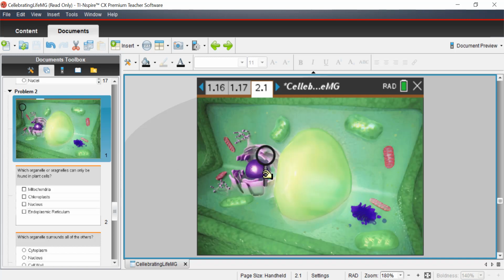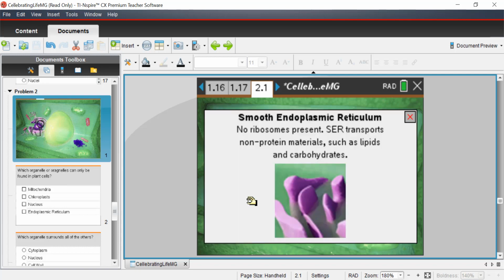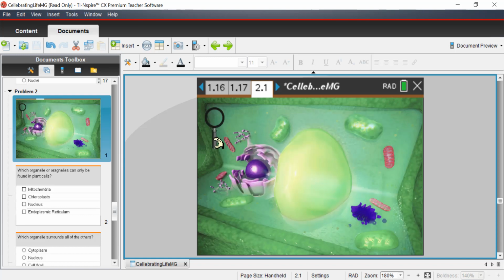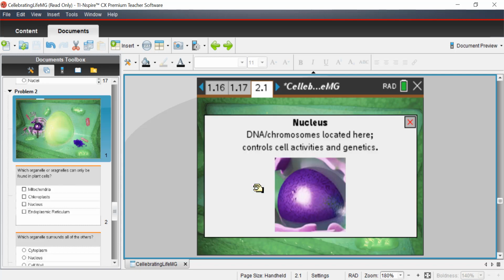All right, what else can we find? Let's see, this purpley thing. Smooth endoplasmic reticulum has no ribosomes, but these transport non-protein materials like lipids and carbohydrates, your macromolecules that you probably learned about. The purple ball is the nucleus, and as you know, DNA and chromosomes are here. It controls cell activities and the genetics. This is the blueprint, the playbook, if you will, of that particular plant.